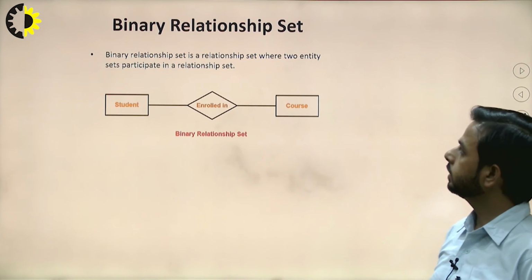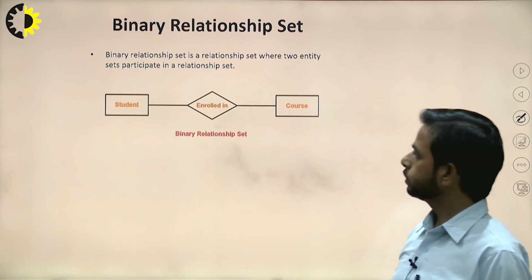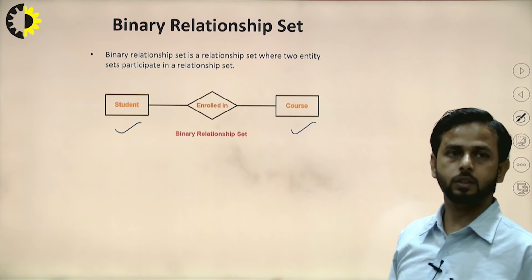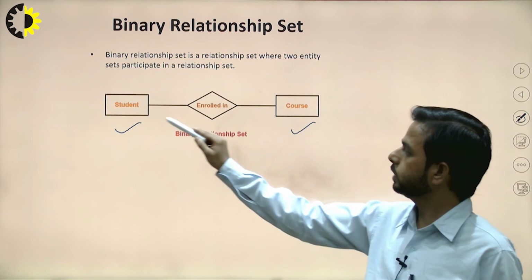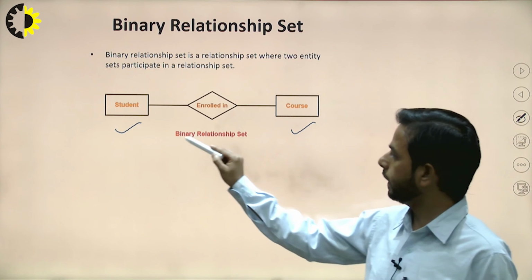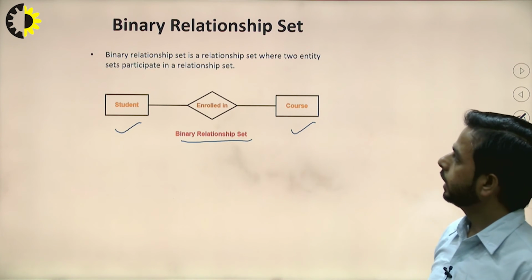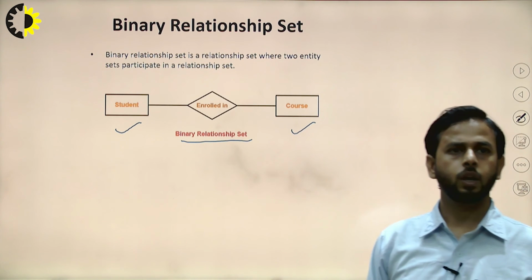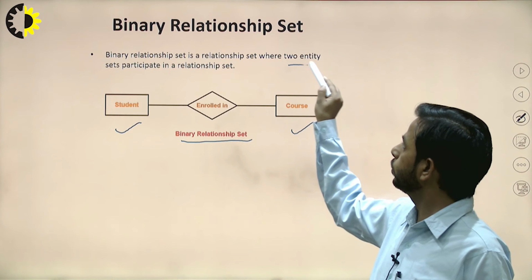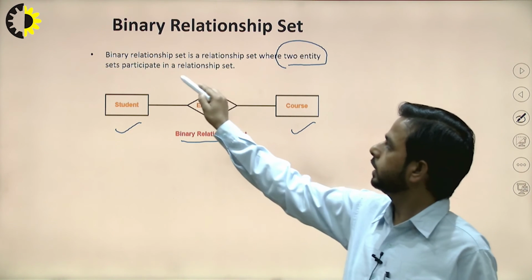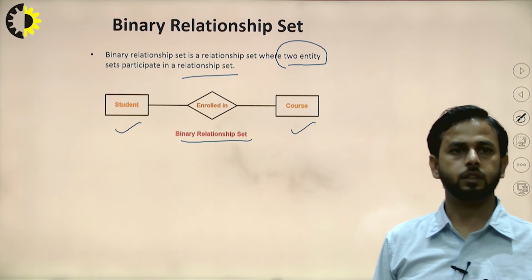Next is the binary relationship set. So there are two entities, student and course. A student enrolled in some course. So this is a binary relationship set. A binary relationship set is a relationship set where two entity sets participate in a relationship set.